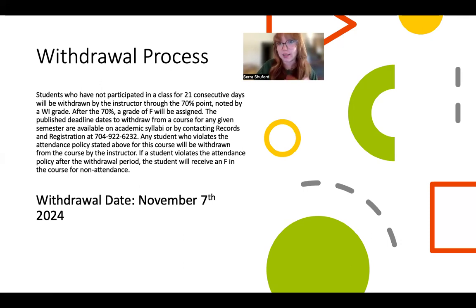You can retake the class if you have enough attempts to retake it, but you have to stick it out for the class. You cannot withdraw from the class, and that doesn't include receiving your money back. There is a date for that as well, where you can receive partial payment back, and I'll show you what that is in a second. But that's the last day that you can withdraw.